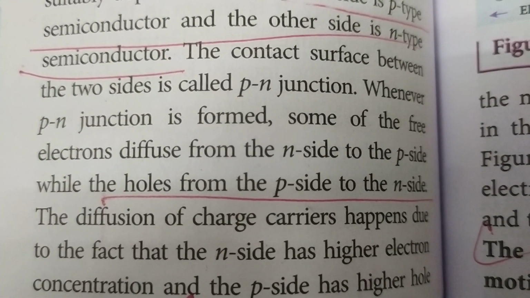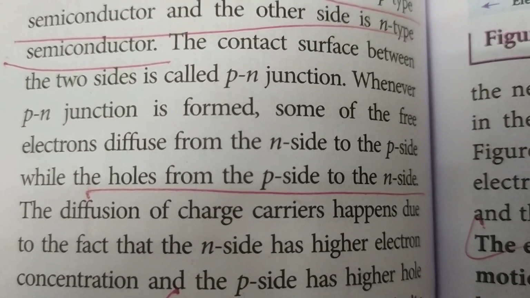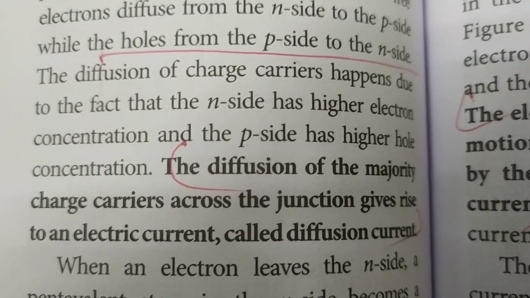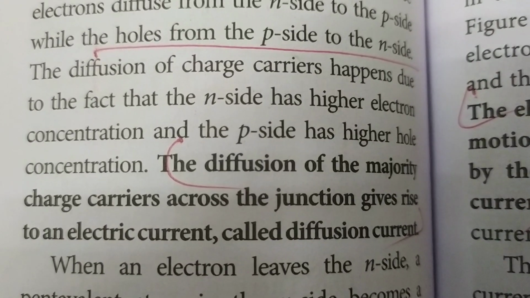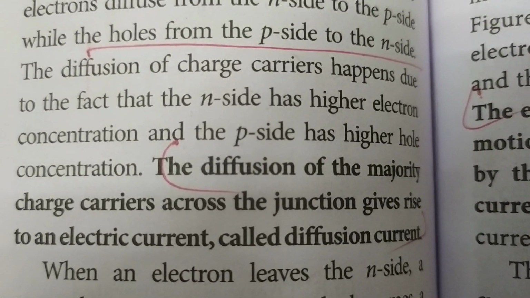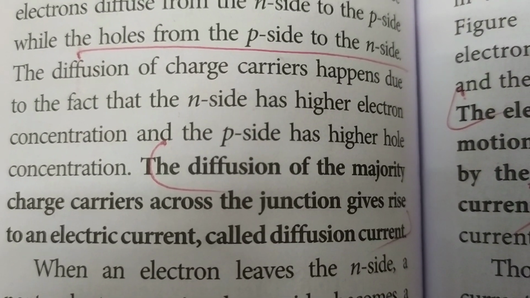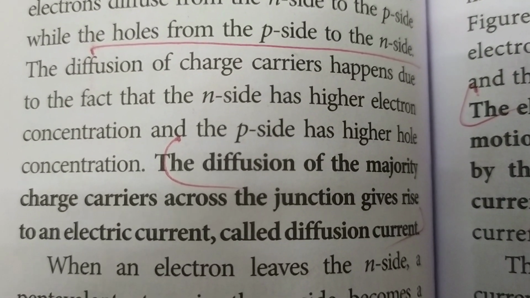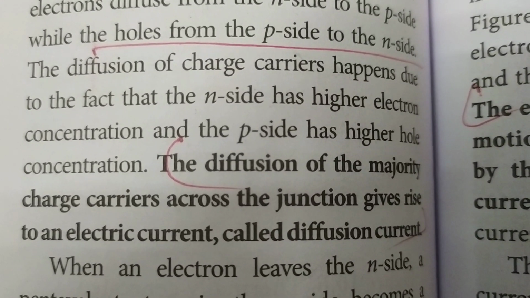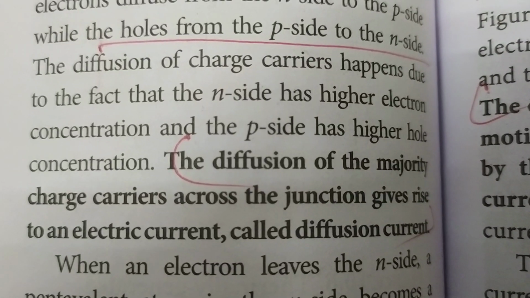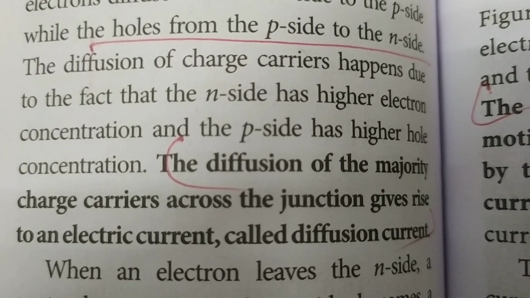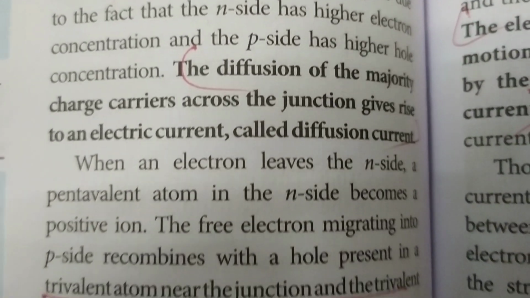The electrons will diffuse from the N side to the P side and the holes will move from the P side to the N side. This diffusion of majority carriers across a junction gives rise to an electric current called diffusion current. Diffusion means the passage of majority charge carriers. In N type the electrons are the majority charge carriers, and in P type the holes are the majority charge carriers. They pass across the junction, and this gives rise to a current called diffusion current.